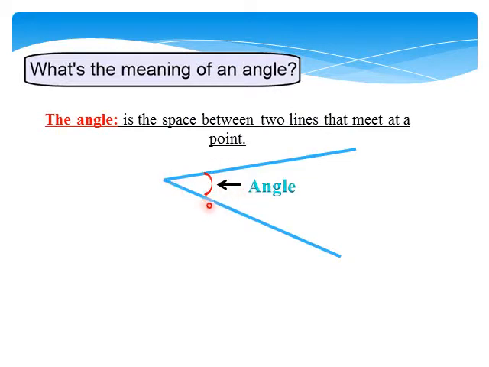Here I have two lines, these two blue lines. They meet at one point. The space between these two lines is called an angle.